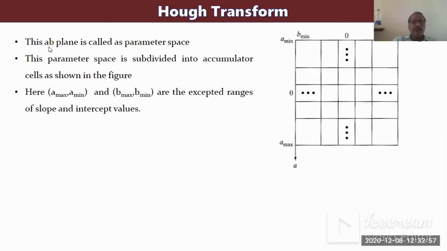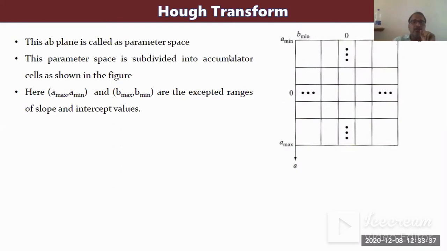So this AB plane is called the parameter space, and this parameter space is divided into a number of subsections. These cells, divided into a number of subsections, are called the accumulator. Here A minimum, A maximum, B minimum and B maximum are the range of values. So the A dash value will be converted to a different range, that is A minimum and A maximum, and the B dash value is converted into the range B minimum and B maximum.